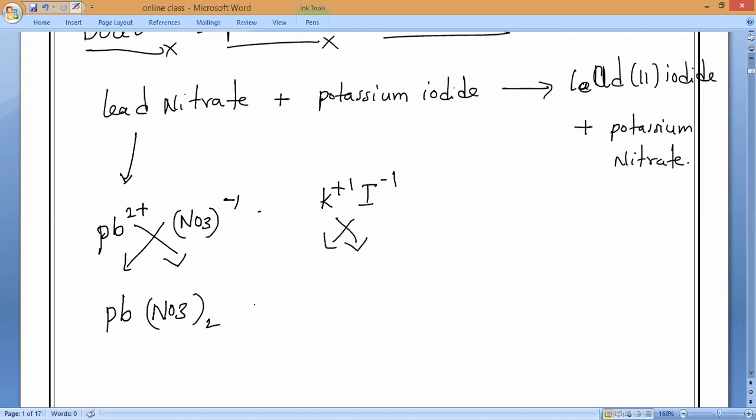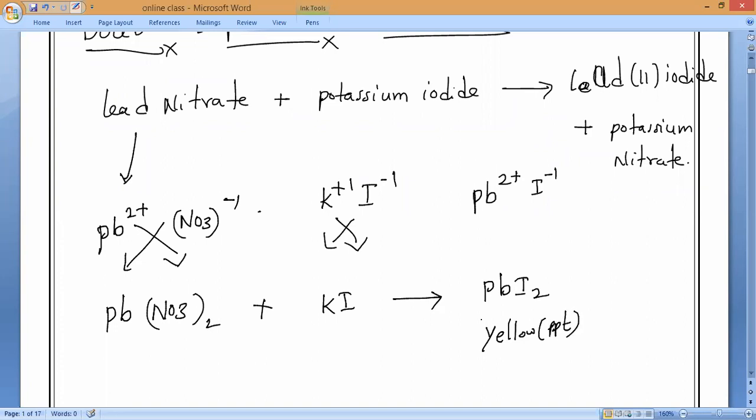Now if we exchange the ions, what are we going to get, guys? Potassium iodide KI will give you lead iodide. What do we mean by lead iodide? Pb2+ and iodine minus 1, so we get PbI2. What is the color of this one, guys? Yellow. Yellow precipitate. This is called lead iodide.